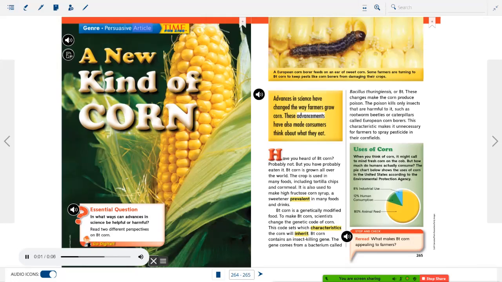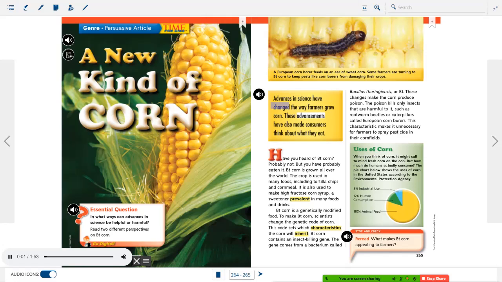Genre, persuasive article. Time for Kids. A new kind of corn. Essential question: In what ways can advances in science be helpful or harmful? Read two different perspectives on Bt corn.